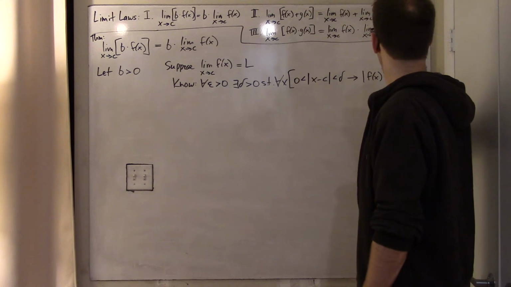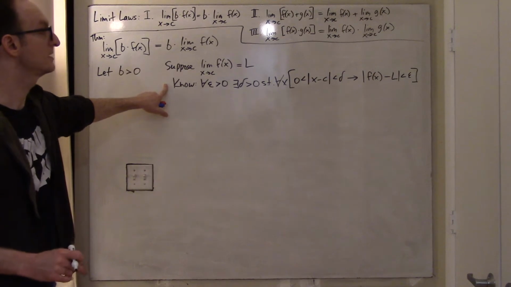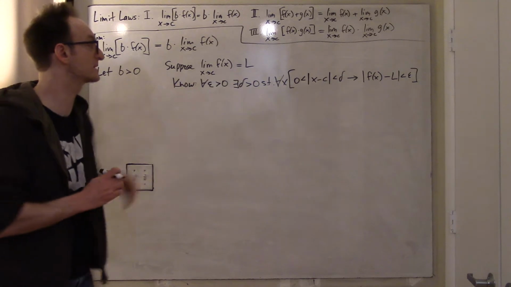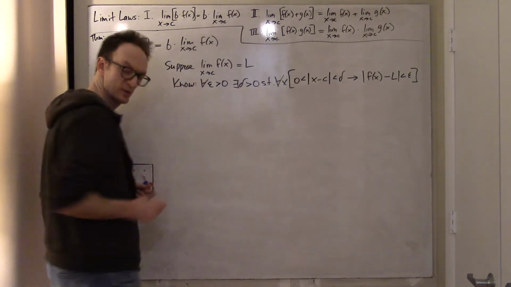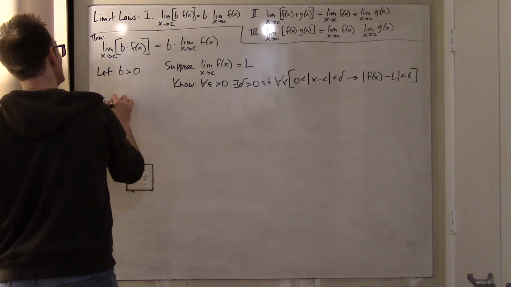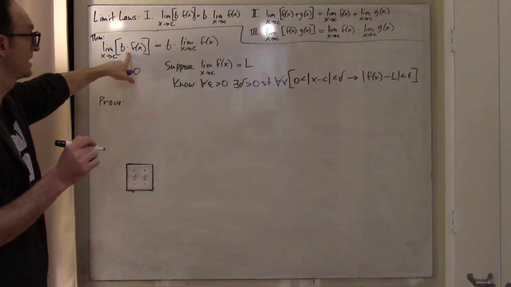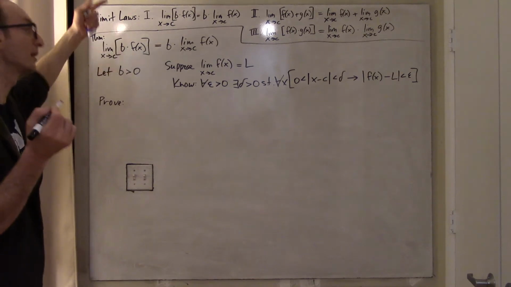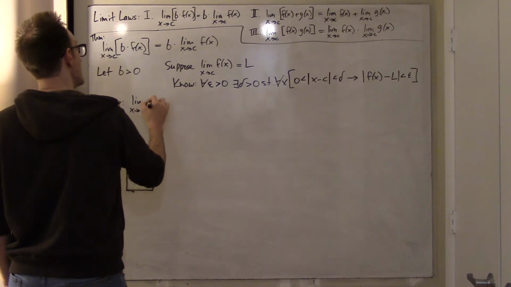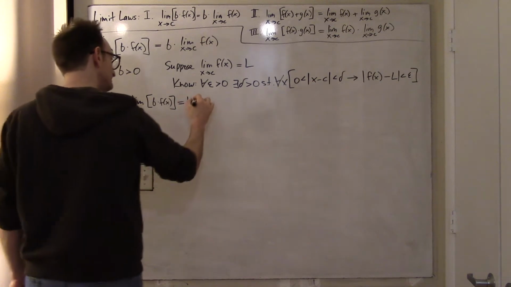Okay. So what am I doing? I'm simply citing the epsilon delta definition of a limit. So this is something that I already know just by assuming that this is L. Okay, and so what is it that I need to prove? Well, I just need to prove that this limit is BL. So I need to prove that the limit as x approaches C of the b times f of x function is just BL.